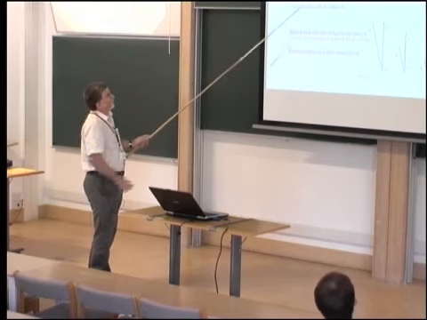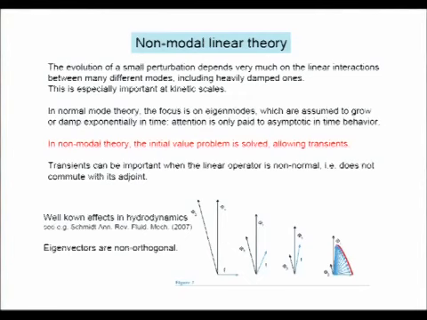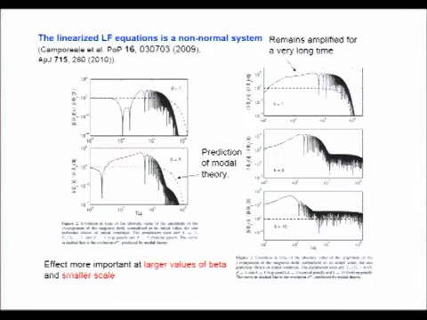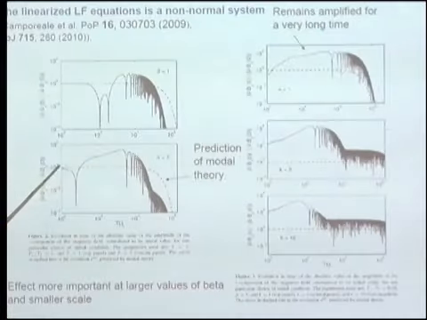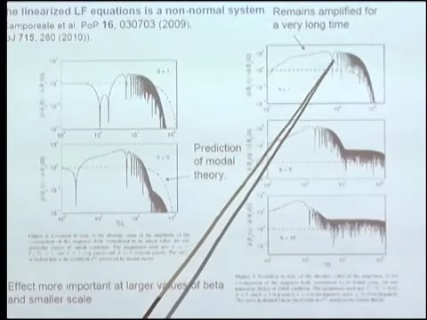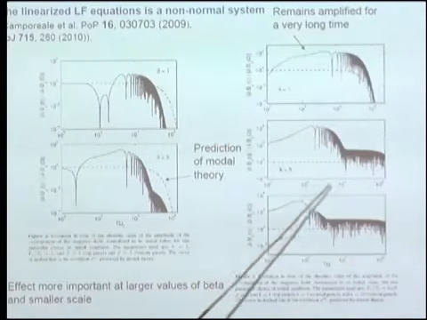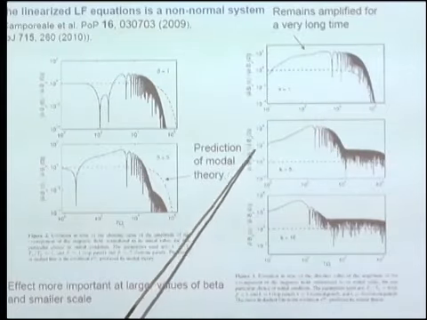So, as I recall, in normal mode theory, the focus is on eigenmodes, which are assumed to grow or damp exponentially in time. Attention is only paid to asymptotic in time behavior. Here, we are going to look at transients. If you compare, for example, the outcome of modal theory, which is the dotted line here, to the solution of the linear problem, you see that you can have amplification of a factor of more than 100, or even here almost 10,000, for very long times. This is here T in cyclotron units.